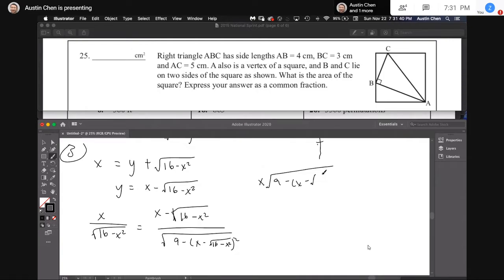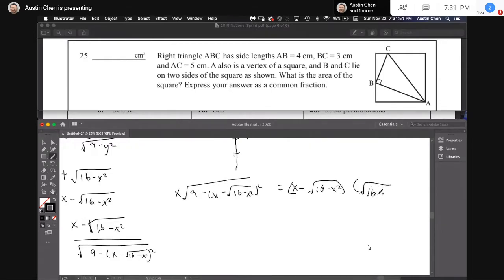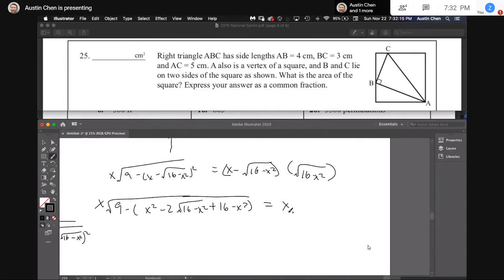Okay. So we're going to have this, and it's going to equal this times that. All right. So we need to multiply everything out. Okay. So this will be 9 minus x squared minus 2 root 16 minus x squared plus 16 minus x squared. And it will be equal to x times root 16 minus x squared minus 16 plus x squared.